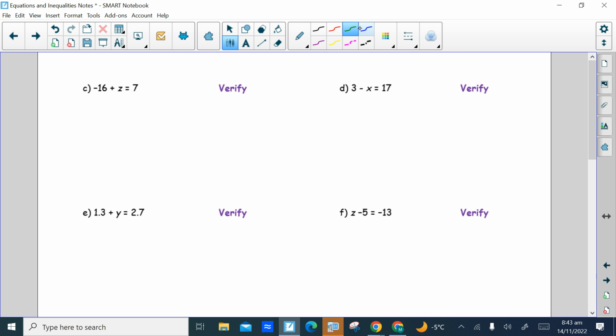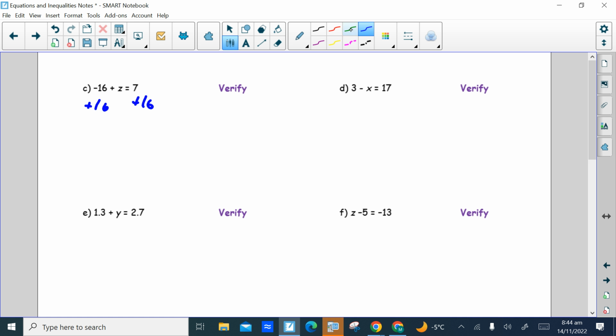Looking at question C. You've got the letter Z you need to get by itself. Hooked onto the Z is a negative 16. Okay? So there is a plus sign in between the negative 16 and the Z, but you still need to get rid of the negative 16. And the opposite of negative 16 is positive 16. So we're going to add 16 to both sides.